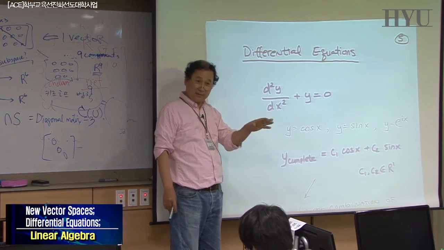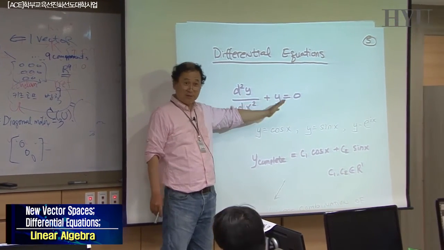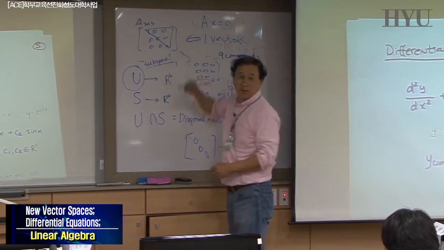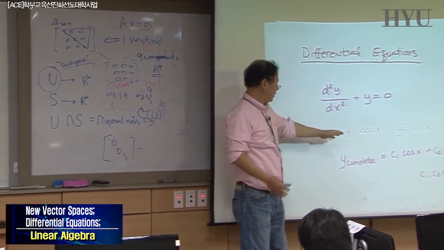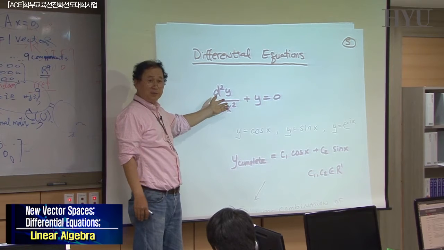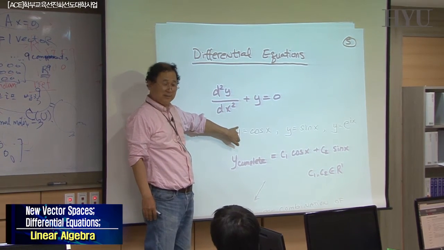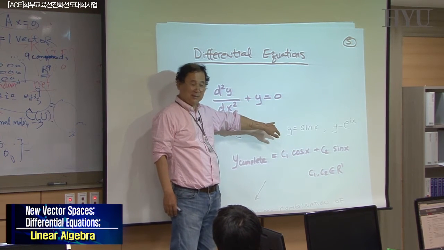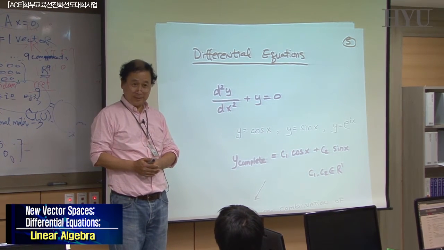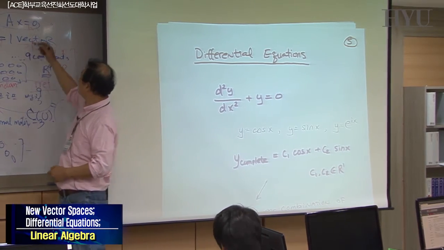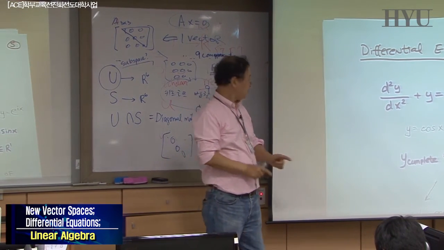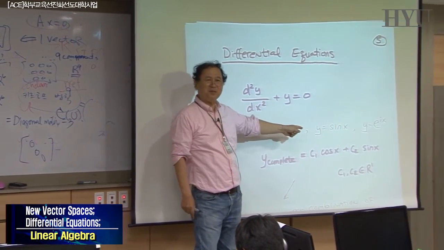Differentiate y twice by x, then plus y equals 0. We try to solve this equation. This is almost like trying to solve Ax equals 0. If y equals cosine x, when you substitute it, this is one of the answers. y equals sin x is also another answer. So when you combine them linearly, there's also another answer, right? This is almost like solving Ax equals 0. We had one special solution, then another special solution, then combine them linearly. So cosine x and sin x are almost a basis of the null space.